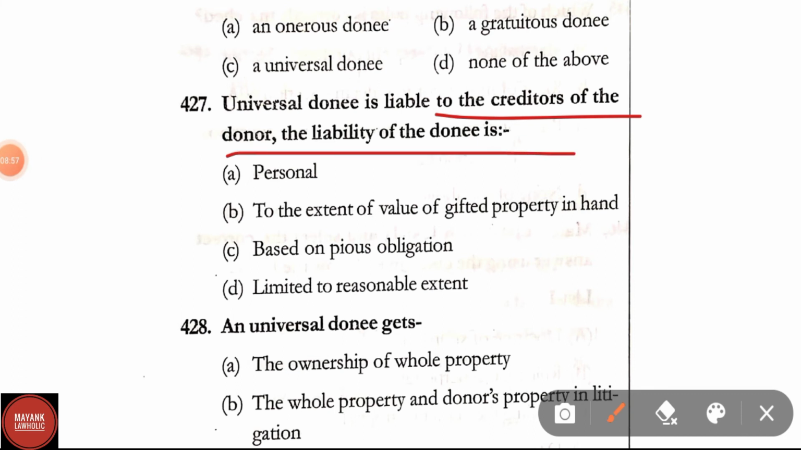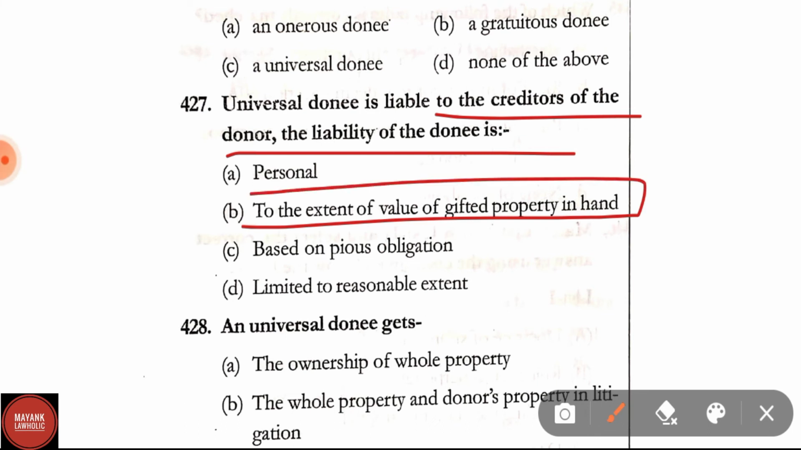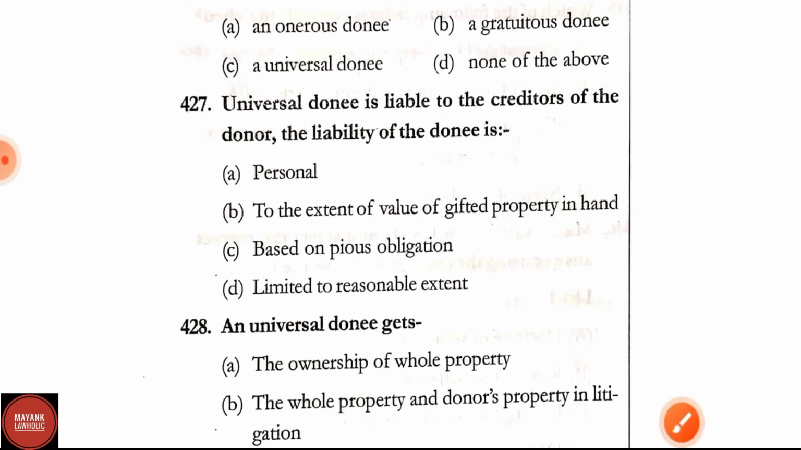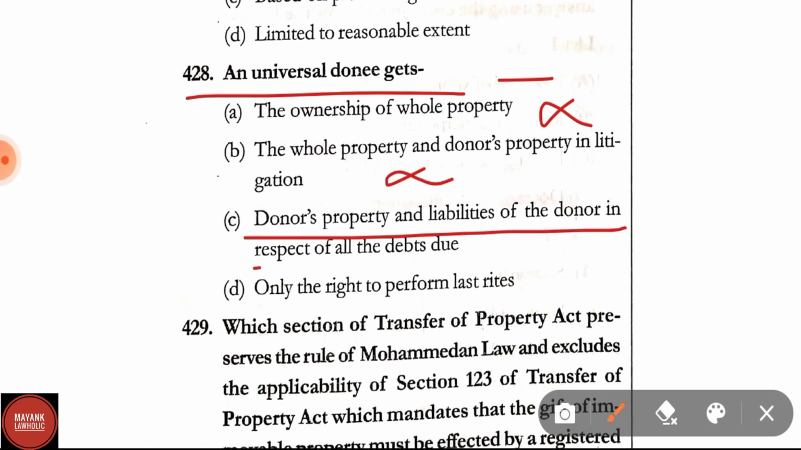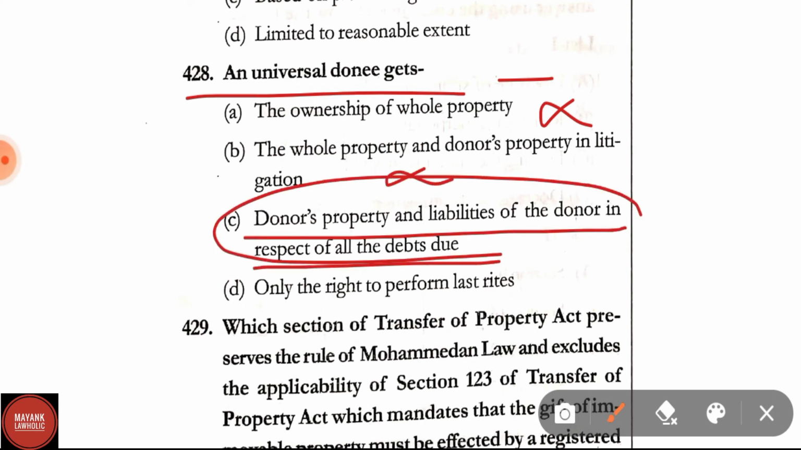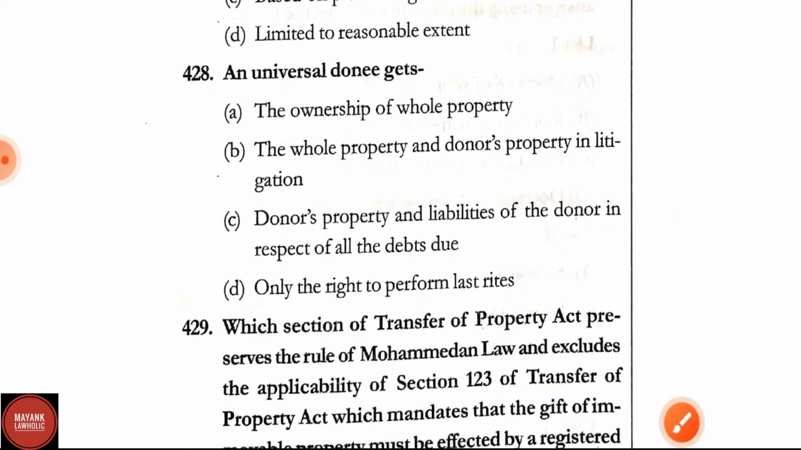The liability of the donee is personal to the extent of the value gifted of the property in hand. B is the correct answer. Question number 428. A universal donee gets the ownership of the whole property, the donor's property and liabilities of the donor in respect of all the debts due. C is the correct answer.